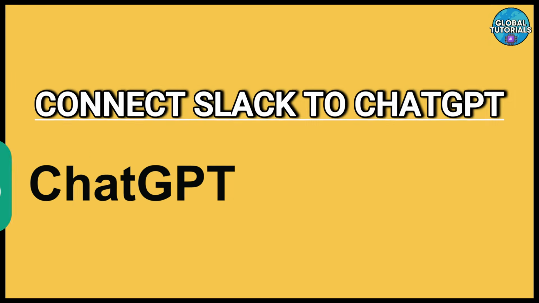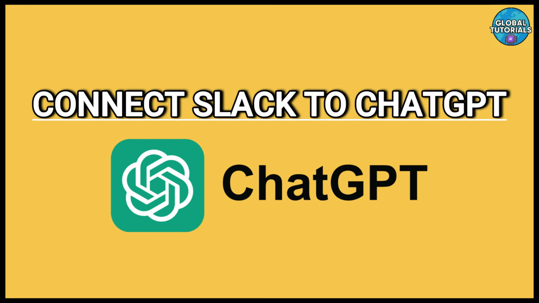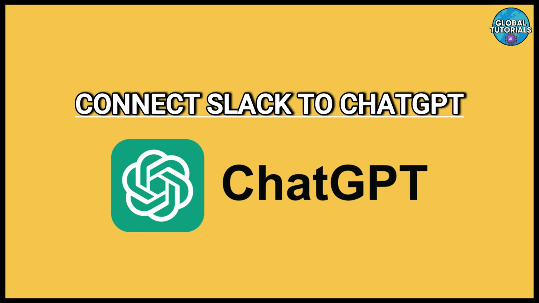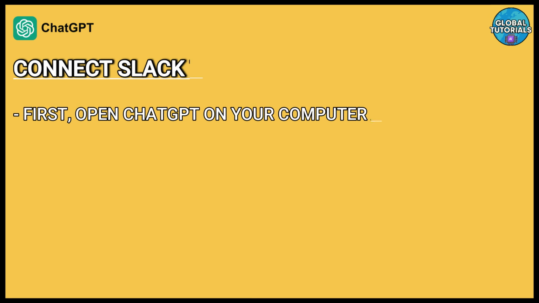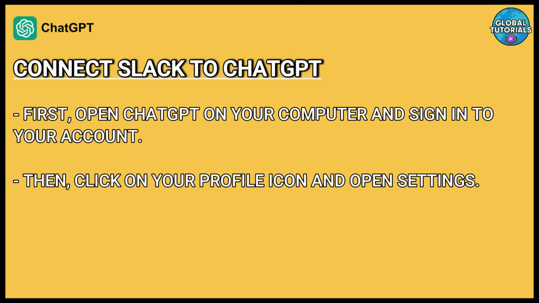In this video, you will learn how to connect Slack to ChatGPT so you can use information from your Slack workspace in your conversations. First, open ChatGPT on your computer and sign in to your account. Then, click on your profile icon and open Settings.